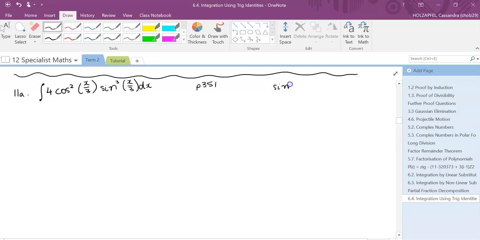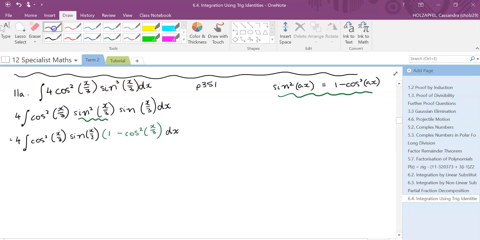So sine squared ax is going to be equal to 1 minus cos squared ax. That just comes from the Pythagorean identity, which is where this formula is derived. And the other thing that I'm going to do is pop this 4 out the front. I'll rewrite this as sine squared times by sine, and then I'll come back. I've just underlined using this green color, so hopefully you can see where I've substituted in.